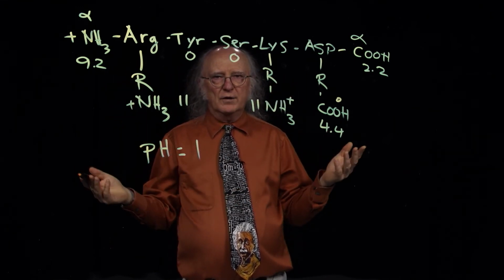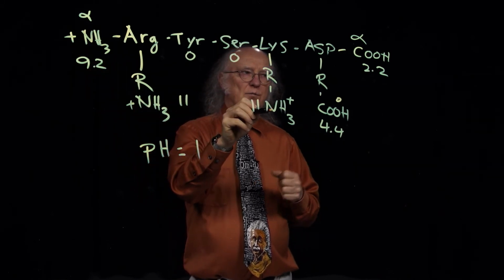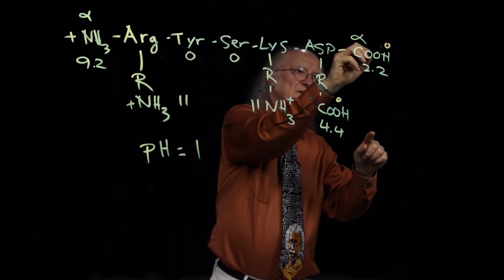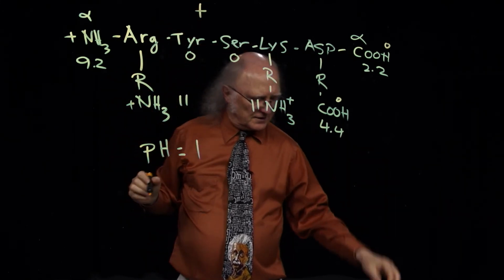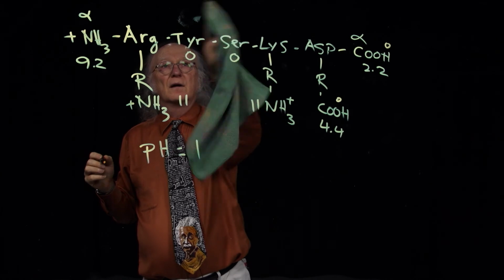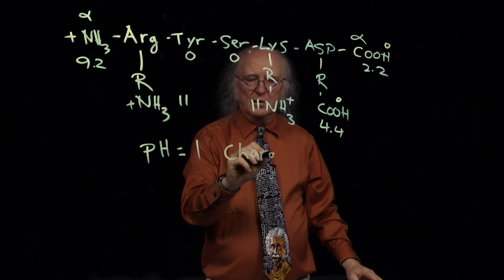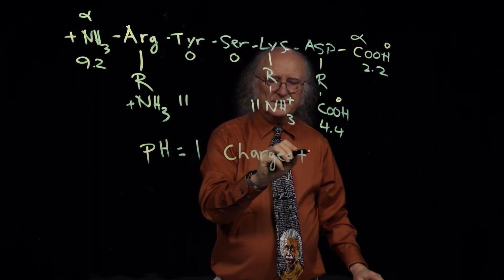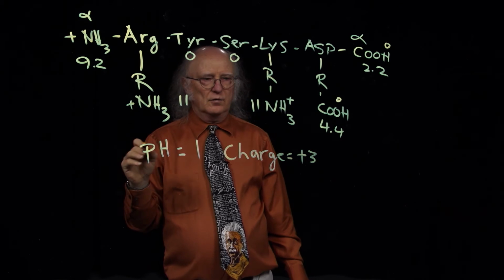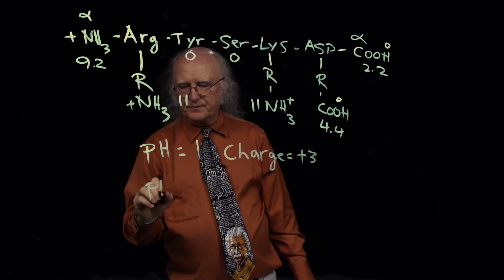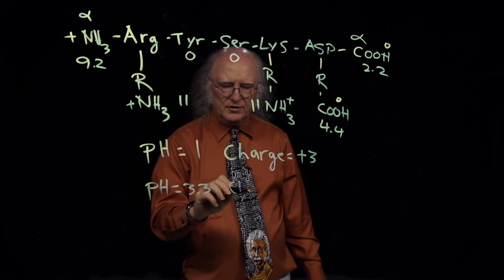What's the overall charge? Well, we've got plus 1, plus 1, plus 1, plus 0, plus 0. We have an overall charge of, let's write it down here, charge equals plus 3. Okay. Well, what if we took that molecule and we said, well, we're going to have a pH of 3.3. What would be the charge then?